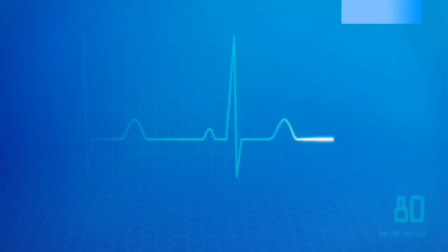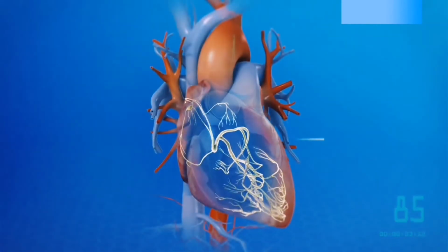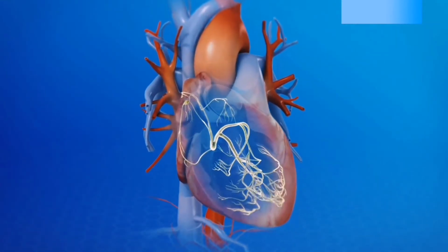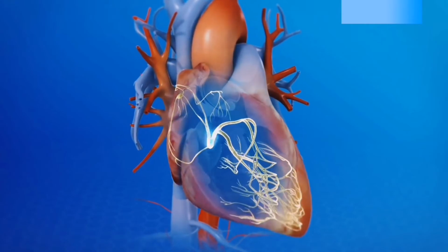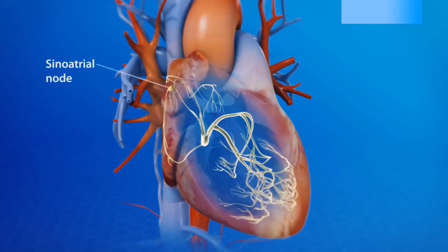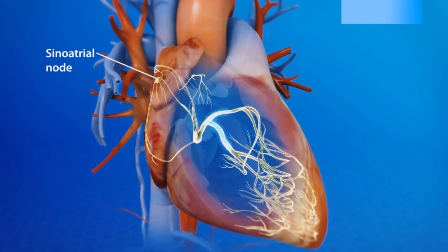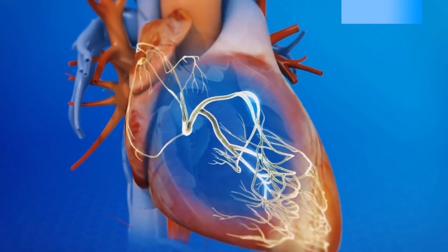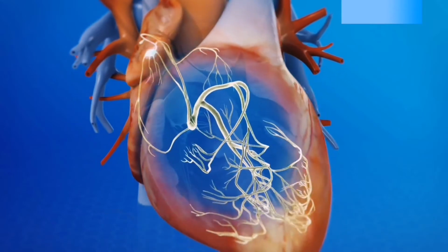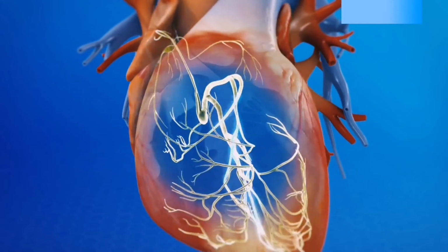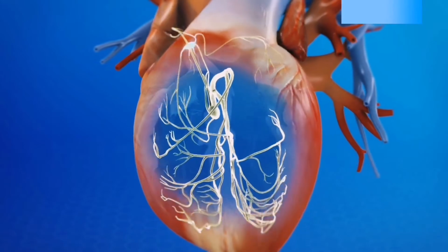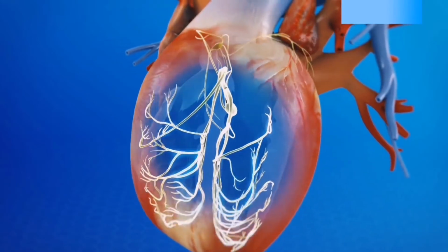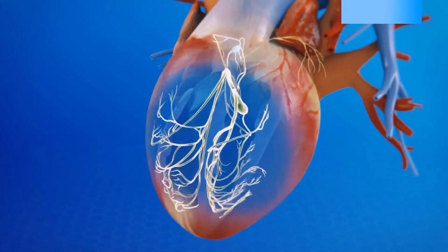Now, let's examine the heartbeat. The heartbeat is triggered by an electrical impulse. This impulse is generated by the sinoatrial node, a specialized group of cells in the wall of the right atrium. The impulse causes the upper chambers to contract. Then it travels to the lower chambers, causing them to contract and to push blood out of the heart.